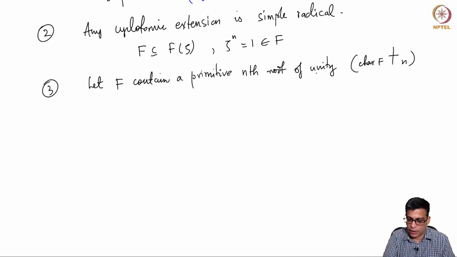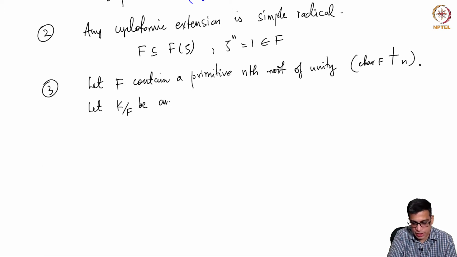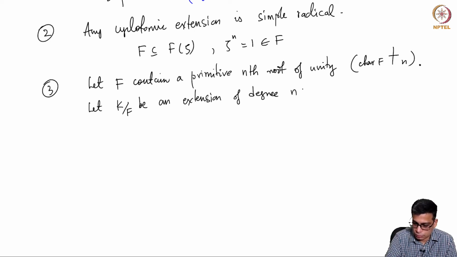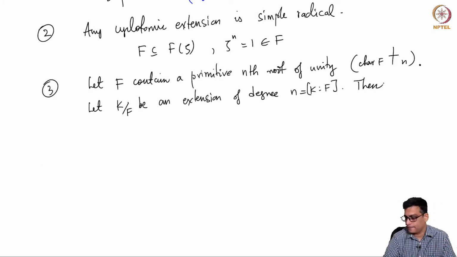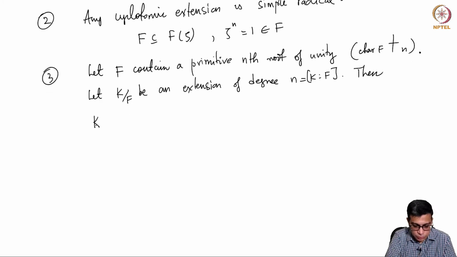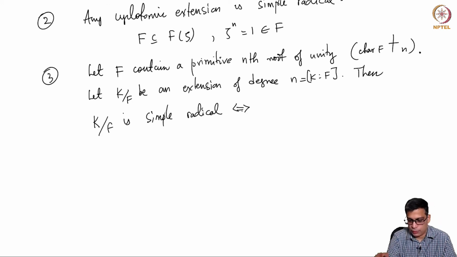Okay. So let F contain a primitive nth root of unity. So that is the sentence there. Then let K over F be an extension of degree n. Okay. So then K over F is simple radical. Okay, so this requires some work. Okay, this much.